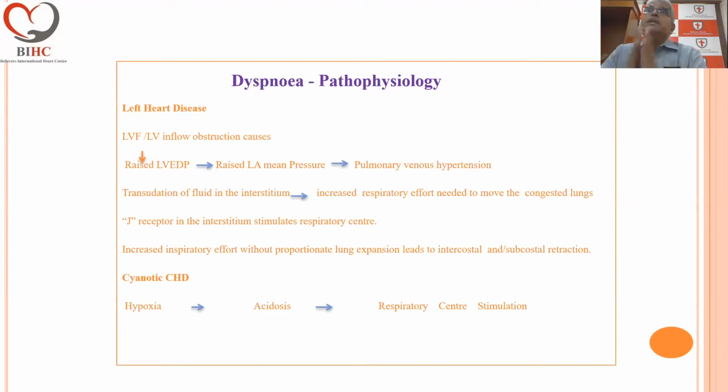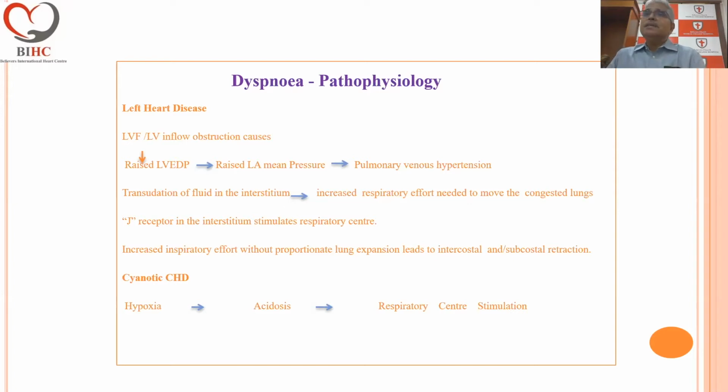So pulmonary venous hypertension can occur due to an elevation of the left ventricular end diastolic pressure, or due to a mitral valve obstruction, or actually due to pulmonary venous obstruction also. In conditions like obstructed TAPVC, it is pulmonary venous obstruction which is causing pulmonary edema. So pulmonary venous hypertension due to any of these mechanisms results in a transudation of fluid in the interstitium. As a result, there is an increase in the respiratory effort which is needed to move the congested lung.